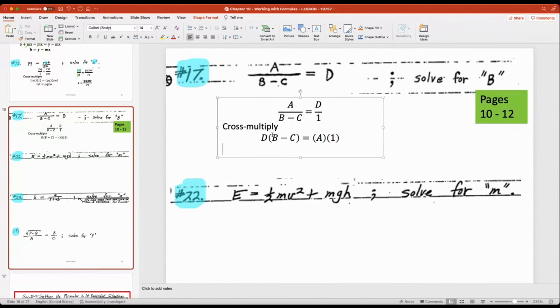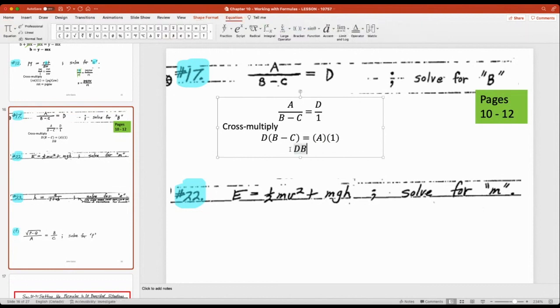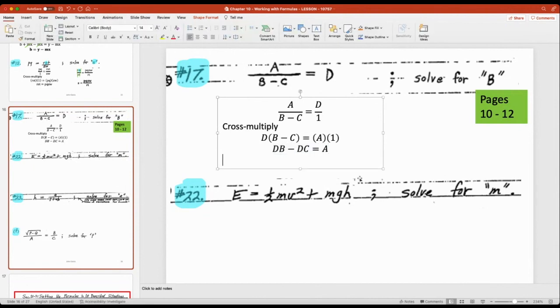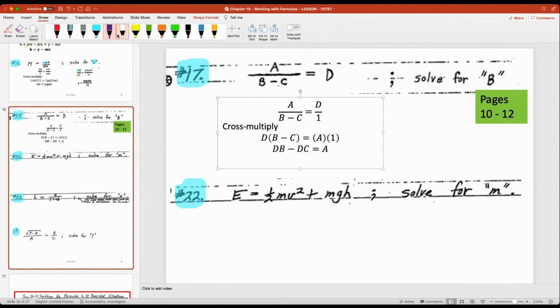What you want to do now is expand out this bracket. So you're gonna take D and multiply it by B and by C. So you get DB minus DC equals A. Your objective always is to solve for B. So as we're tracking through the question here, you start off with a fraction with B on the bottom, which is terrible. Now you're in a position where it's a linear equation, and you can hopefully get something that's easier.